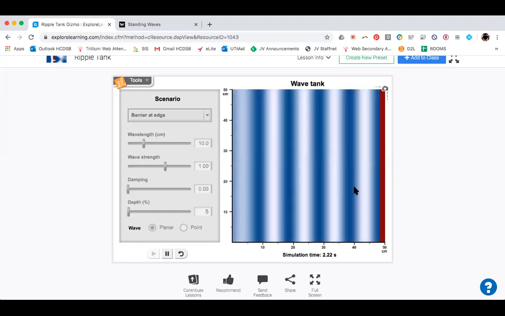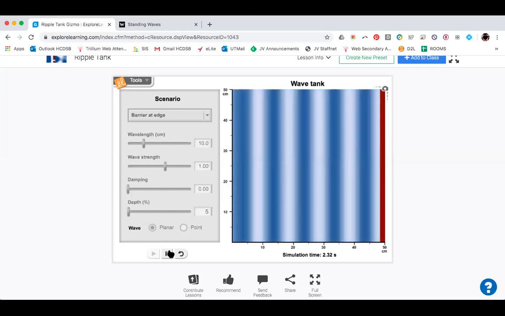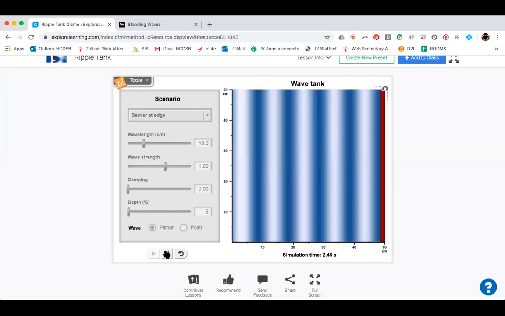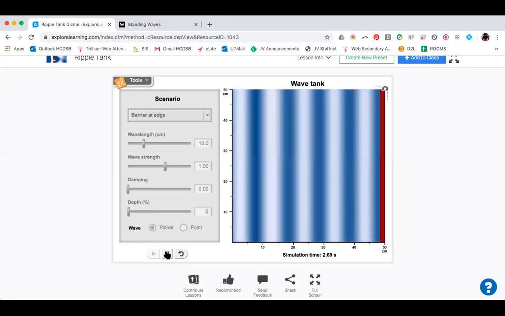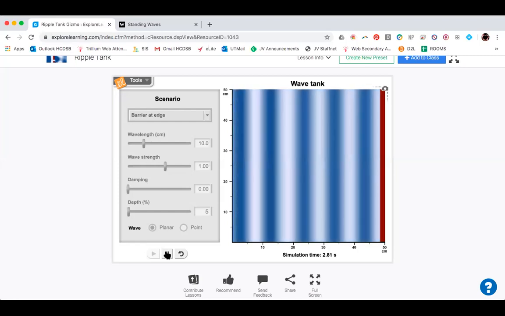Do you see how that pattern is creeping this way until the entire screen shows what is called a standing wave? And we're going to talk a little bit more about this. But I like this demonstration because it does show that when a wave hits a boundary, when it's a fixed boundary or a slower medium, the reflection is inverted.